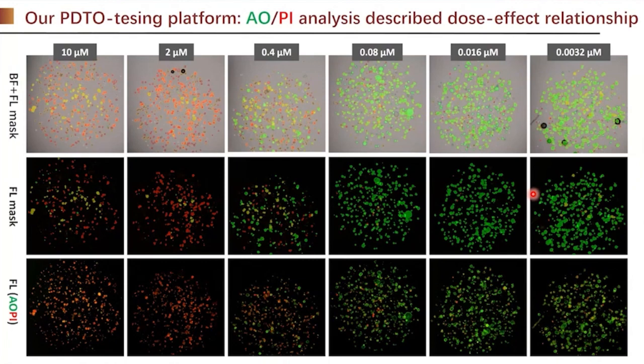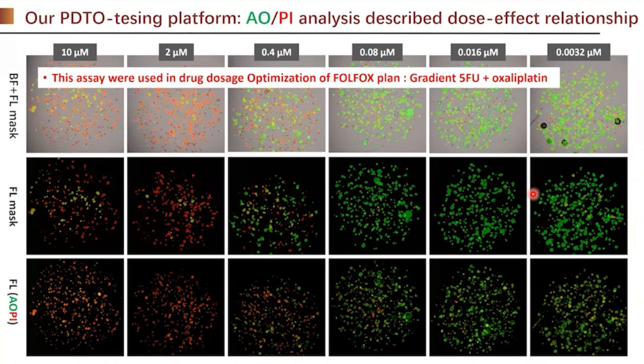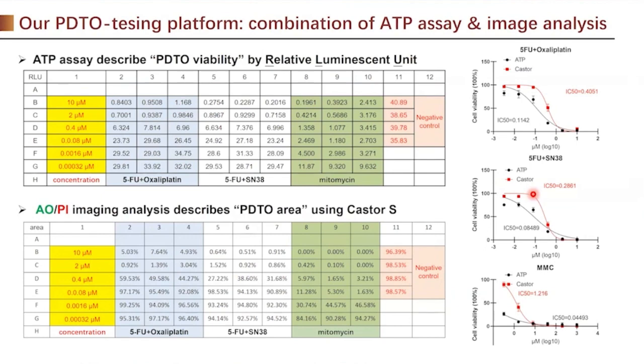PDTO were exposed to a 5-FU gradient from 0.0032 to 10 micromolar for 3 days. The AOPI contrast dyeing successfully described the dose-effect relationship of this gradient and generated an IC50 similar to the ATP assay. Here is another example for our PDTO testing platform. We combine the ATP assay and the AOPI image analysis. This combination makes the data more robust.